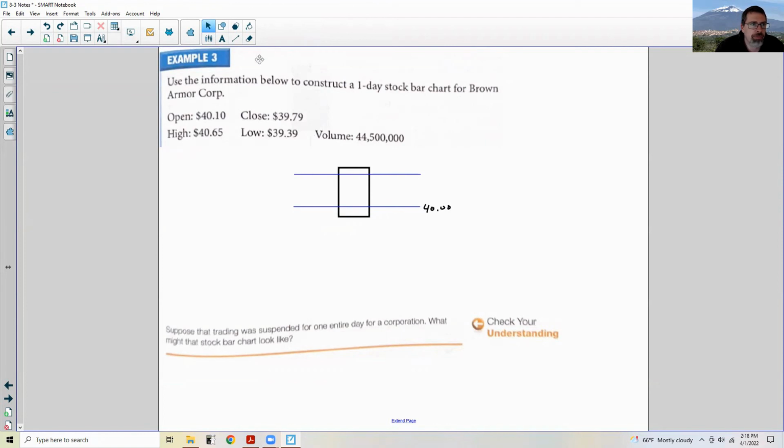So let me just label this up for starters. I'm going to put a 39.39 there. It closed at 39.79, which might have been here. So there's my little close line right there. Close line, haha, dry your clothes. And open line, $40.10, but the high was 40.65. So I'm just going to put 40.65 right here. And 40.10 might be down here somewhere, and that's where the open was at 40.10.